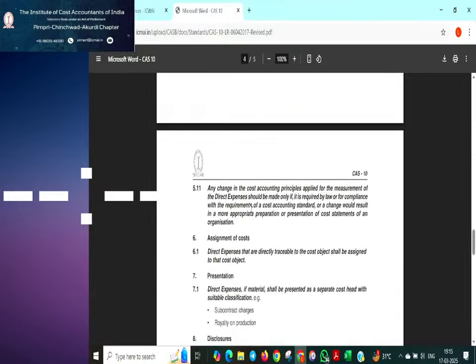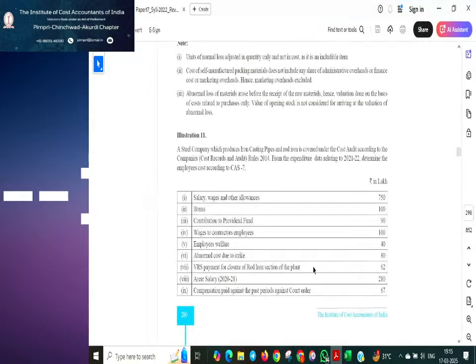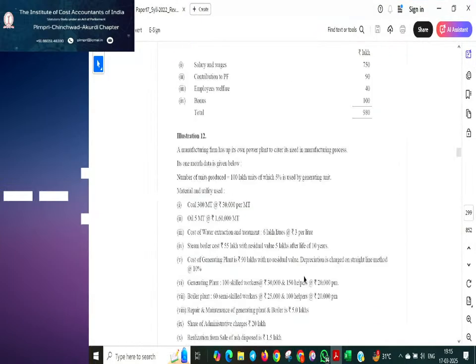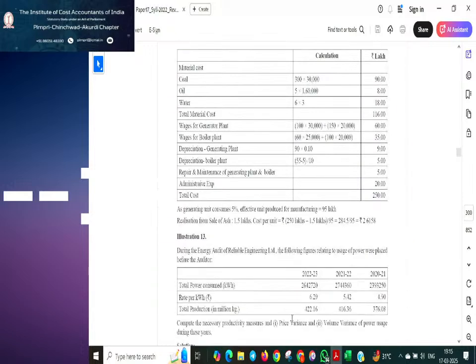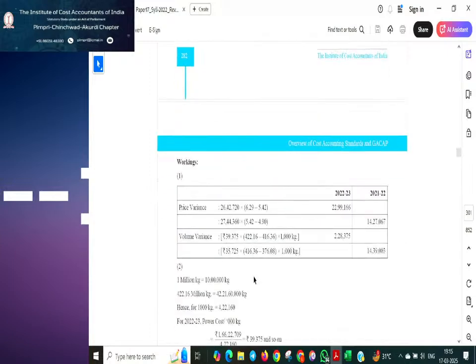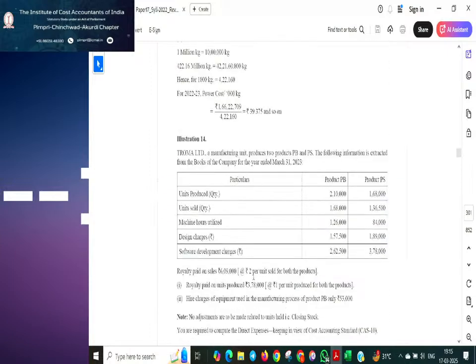Okay, so what we will do is we will do a problem on this. Page number 279 of your book. So I'll just switch to the book. Okay, that is what the numbers are there. This is illustration 14. Okay, yeah, this will be interesting.